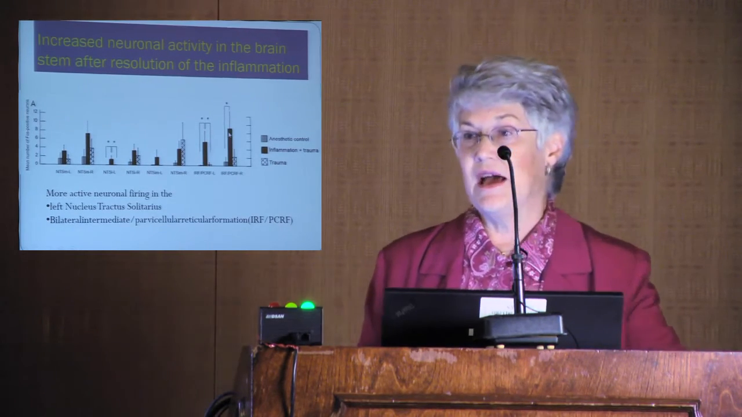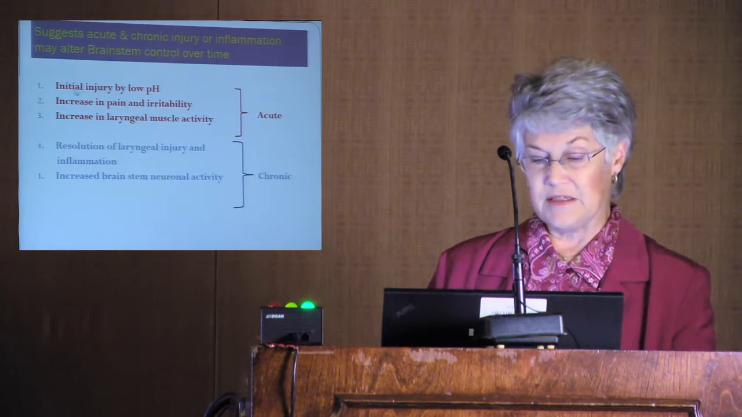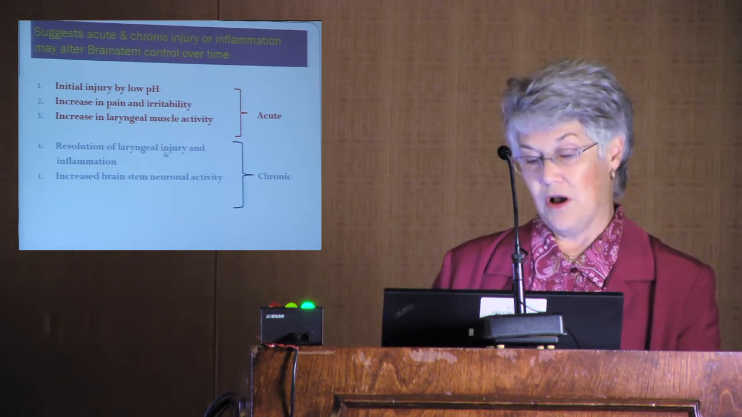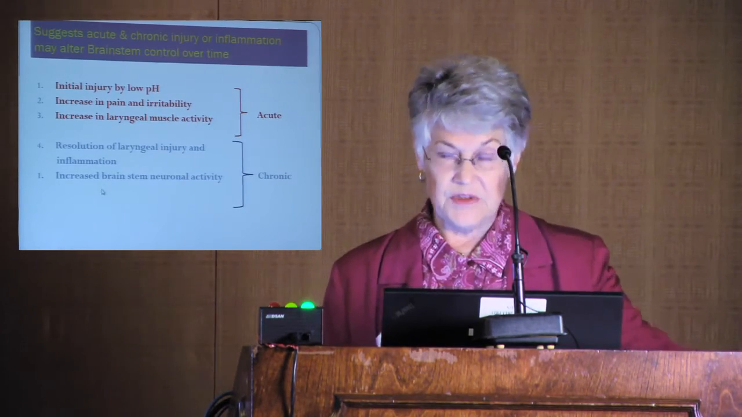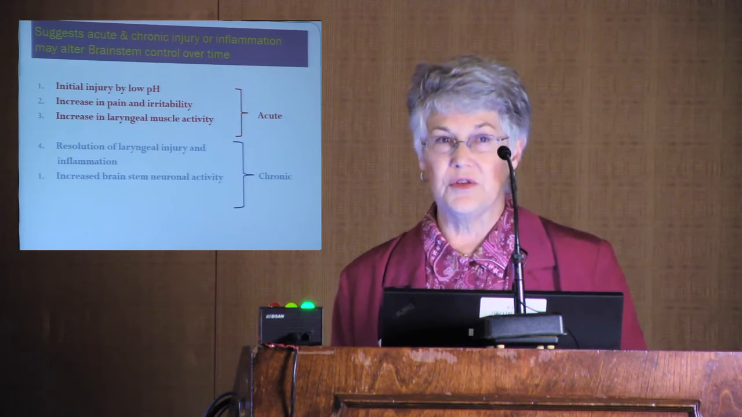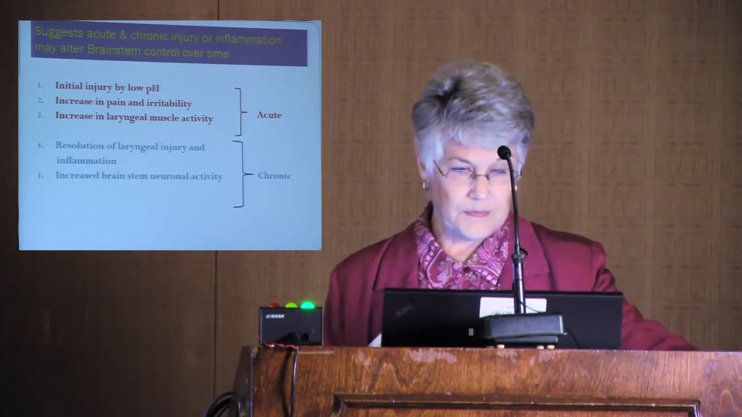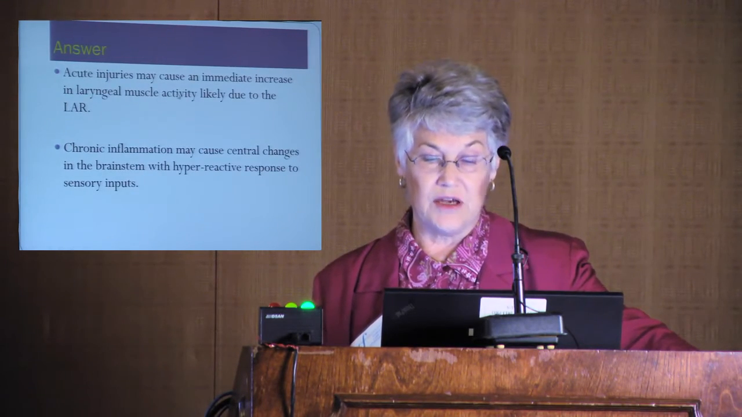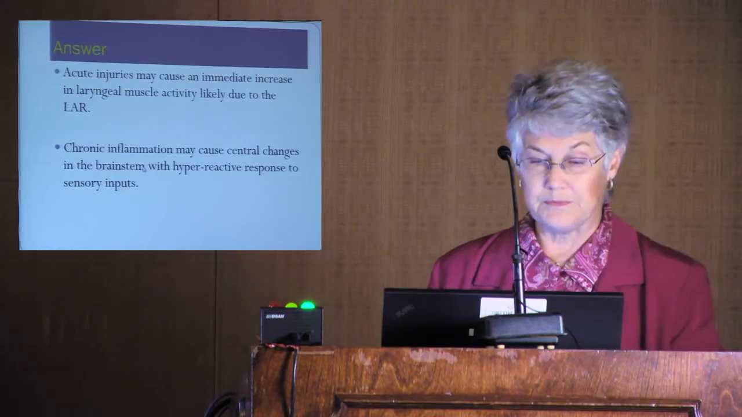So this suggests that when we do something to the larynx, such as changing pH, we'll have acute effects, but if we have long-standing inflammation, we can have chronic effects, which will increase the brainstem neural response to stimuli. So this is not a benign instrument, our larynx. It responds to stimulation. The brainstem can become more active after there is repeated injury to the larynx. So acute injuries cause an increase in laryngeal muscle activity. Chronic injuries can cause central changes in the brainstem, making it hyper-responsive to sensory inputs.